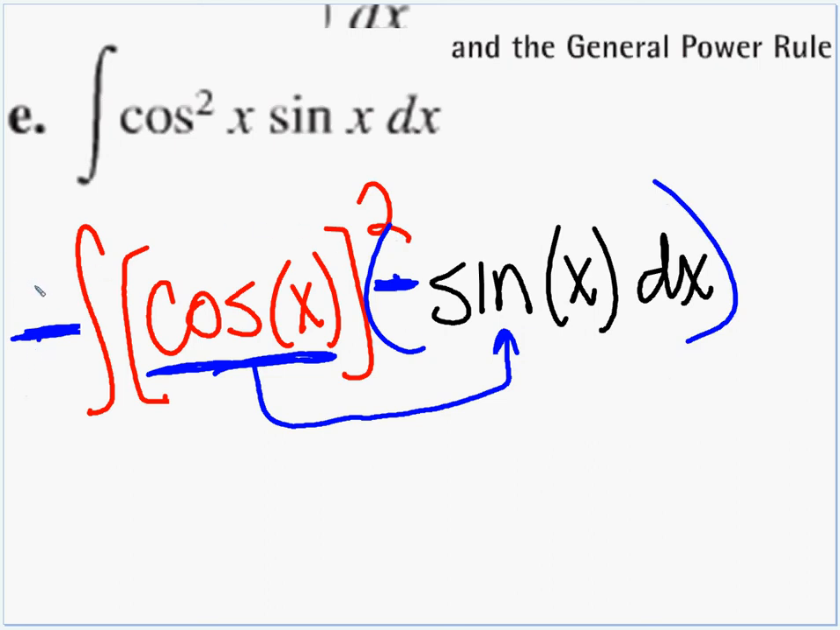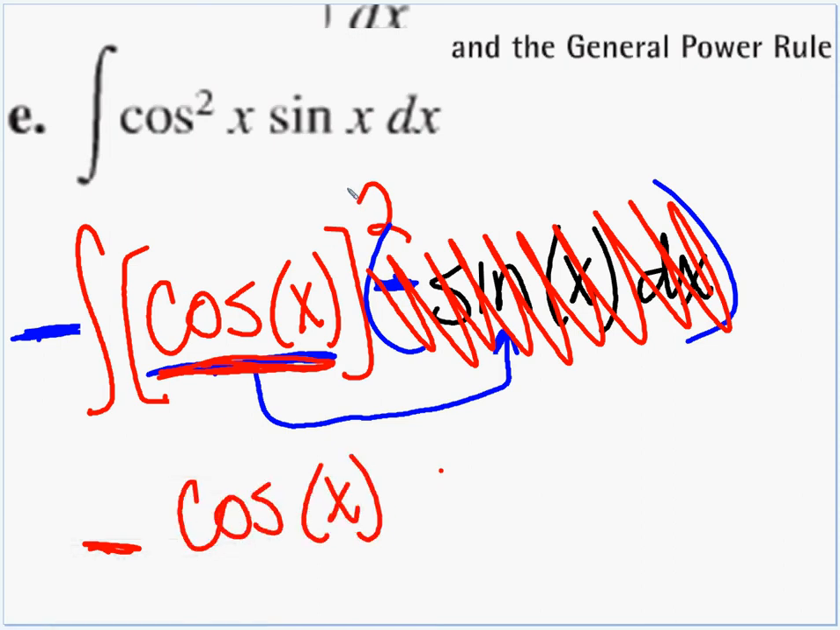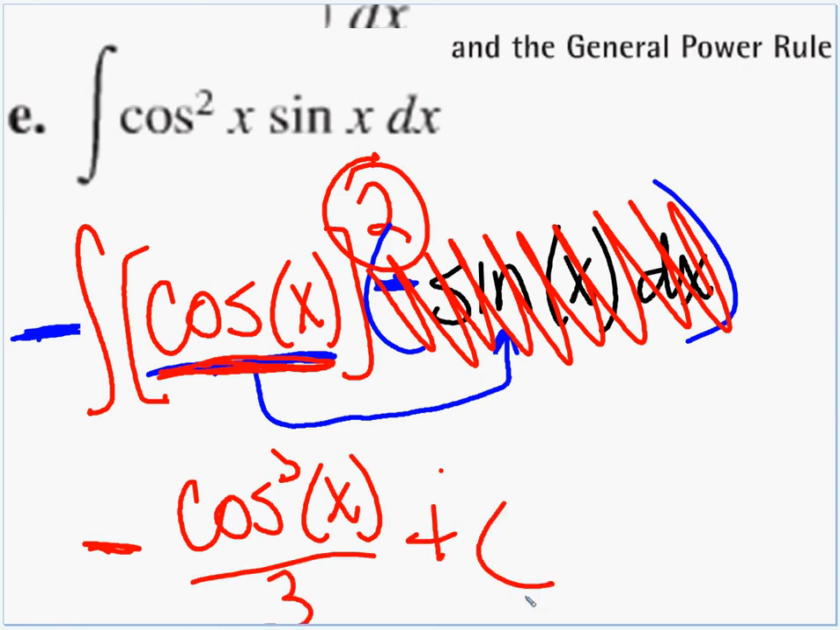So our inner function is cos x. Its derivative is present. That's our rocket fuel. That's going to burn up when we launch. So now we're going to have, don't forget this negative outside the integral symbol, negative. Now this is going to be cos of x, but we raise the power to 3, and we divide by 3. And we don't forget our plus c. Negative 1/3 cos cubed of x plus c.